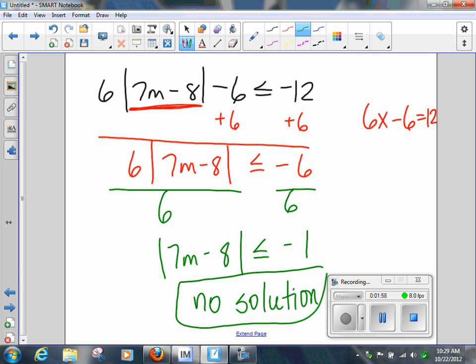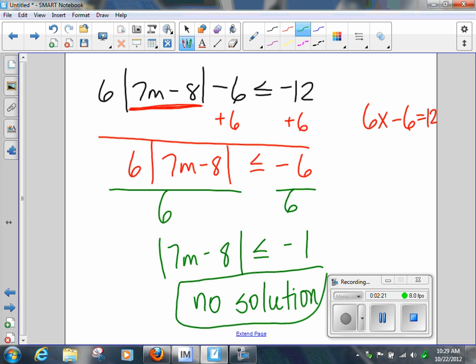Okay? But that's a no solution as well. Same thing as, what was it, number 3? The absolute value equation is equal to a negative number. Now you know. You didn't have to do anything but just write no solution. Okay? Questions at all? Any questions on there?